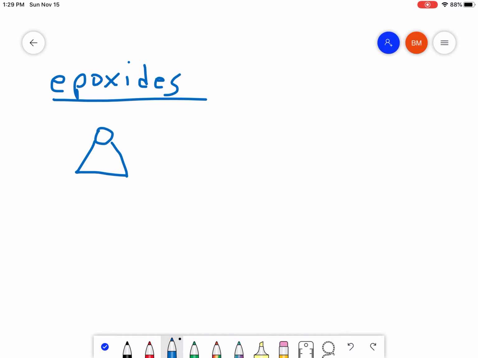And, as this is a ring, there are 2 bonds on each of these 2 carbons. And these bonds can be above the plane or below the plane, just like that. They can have alkyl groups, they can have H's, they can have halides, they can have anything. They can have OHs, but they are there. The simplest epoxide would just have H's.